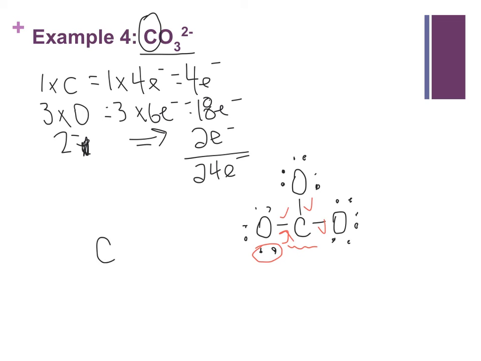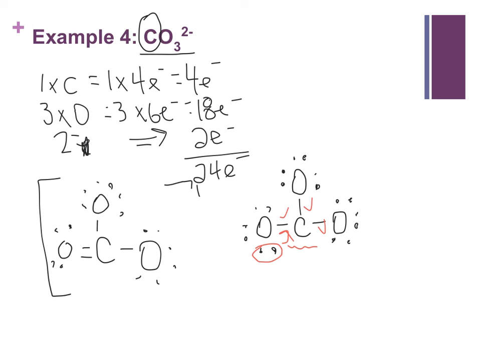Our final Lewis structure then is going to be a carbon double bonded to 1 oxygen. It's going to be single bonded to the other 2 oxygens. The ones that are single bonded have 6 electrons surrounding them. And the one that's double bonded has 4. So this would be our final Lewis structure. Because it's an ion, we're going to put square brackets around it with the charge outside.